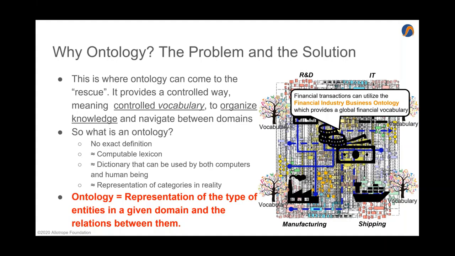So what is exactly an ontology? Is it a computable lexicon? Is it a dictionary that can be used by both computers and human beings? Let's settle for now that it is a representation of types of entities in a given domain. Again, types of entities in a given domain and the relations between them.